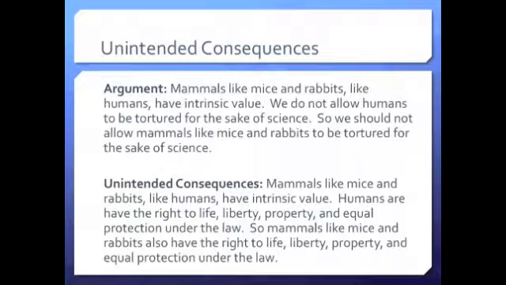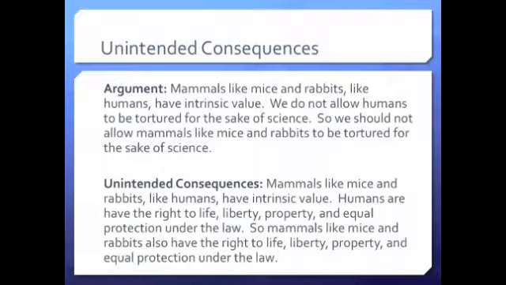However, unlike counter-analogies, which are also analogical arguments that are counter-arguments, this argument here, as an unintended consequence, relies on the same similarities that were established by the previously given argument. Notice the similarity here is that mammals like mice and rabbits, like humans, have intrinsic value. This is the same similarity between mammals and humans that was established in the previously given argument. However, what the conclusion is doing is drawing a conclusion which the author might not be willing to accept. The conclusion states that mammals like mice and rabbits should also have the right to life, liberty, property, and equal protection under the law.